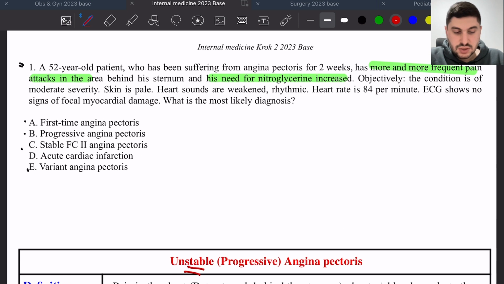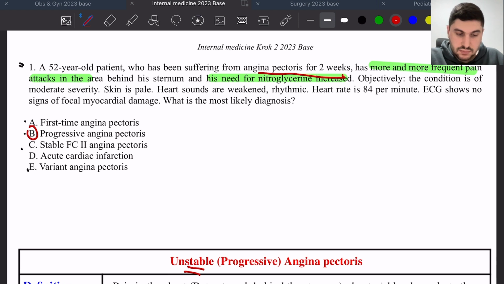So back to the question, we see that the patient was suffering from angina pectoris for some time, and he has more and more frequent pains and attacks, and his need for nitroglycerin is increased. He was taking one pill, he's now taking more and more, so it's unstable, as you can see. Another name for unstable is progressive, like it's progressing from stable to unstable.